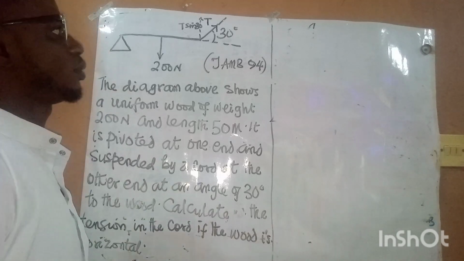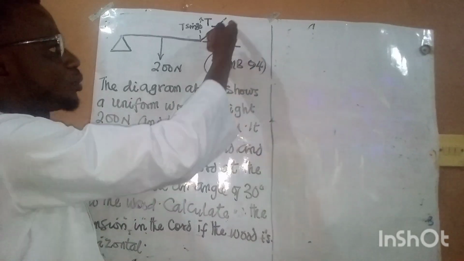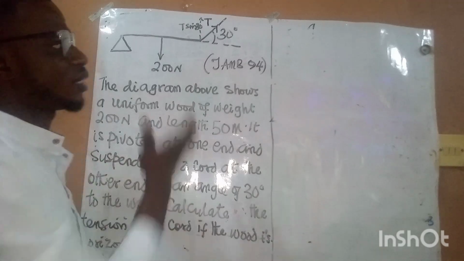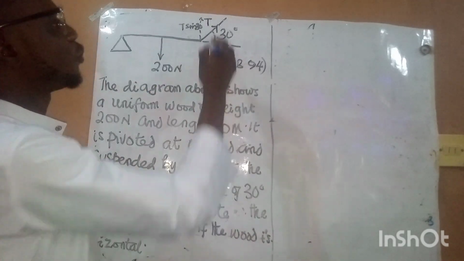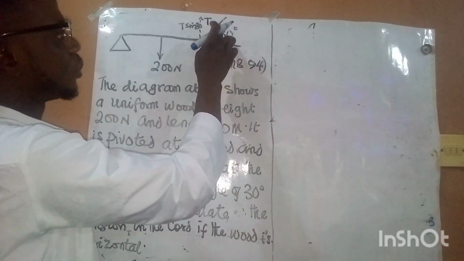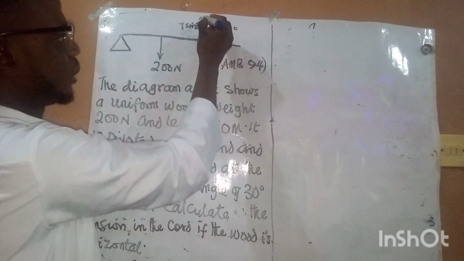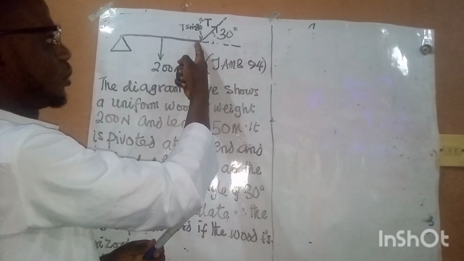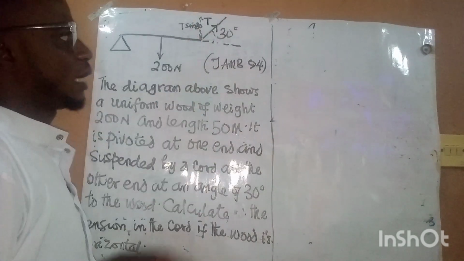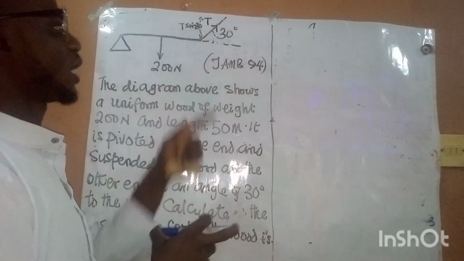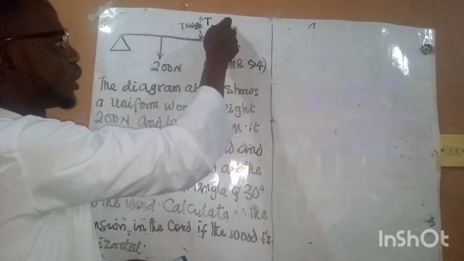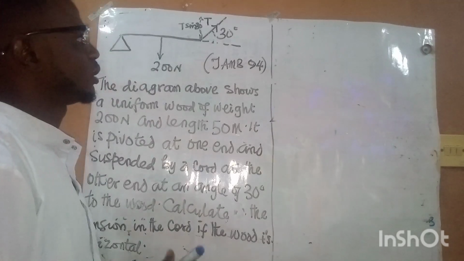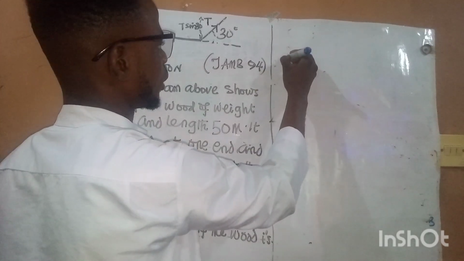But before then, discover that this tension in the cord is neither upward nor downward, it's actually at an angle. So we have to resolve it to know the amount of force that is tending to push this wood upwards. And that force is the tension in the cord times sine 30. For those who may not know how we got the sine 30, let's quickly do that.